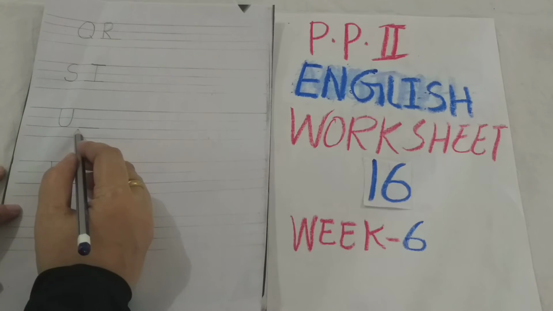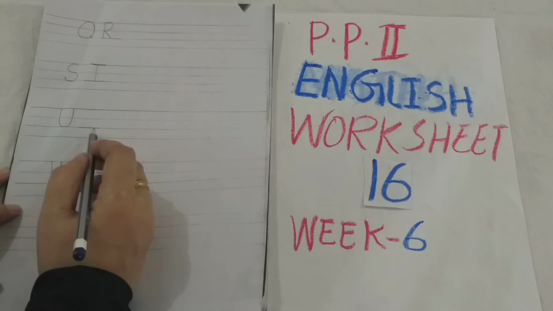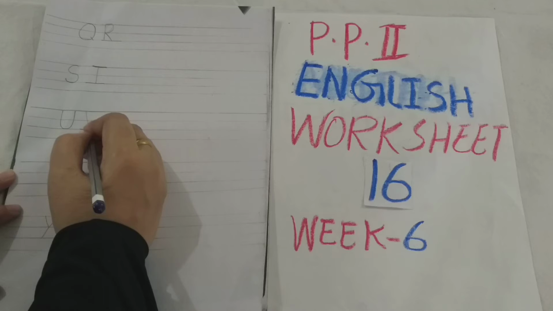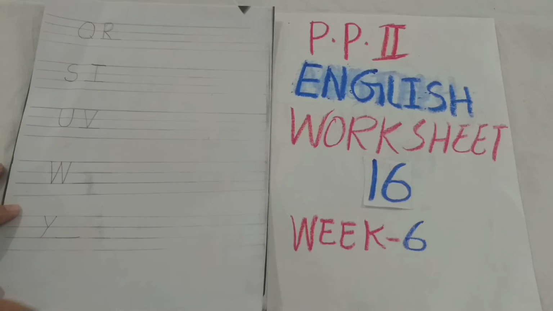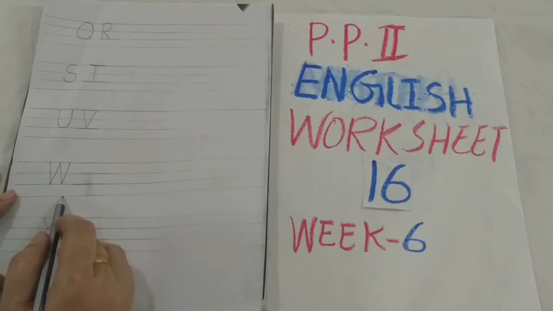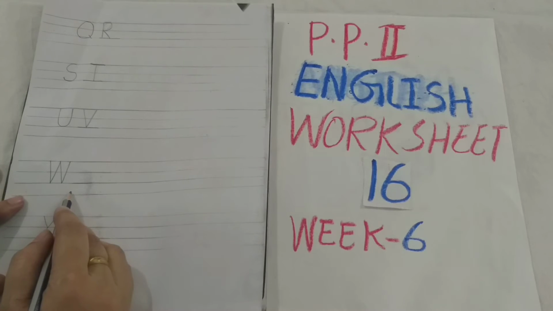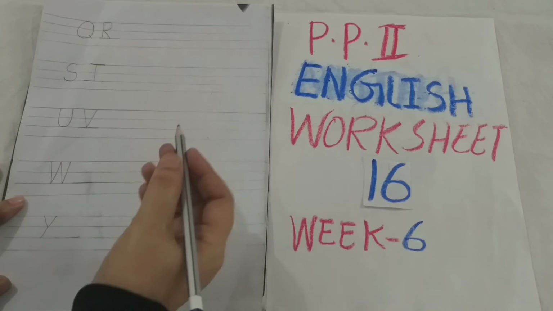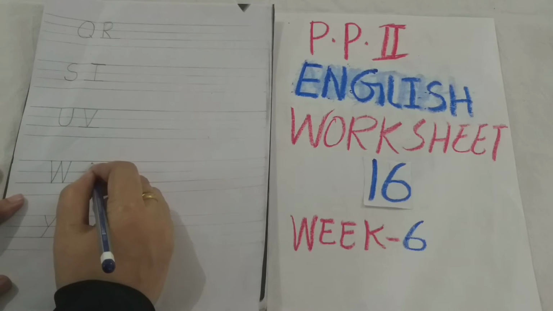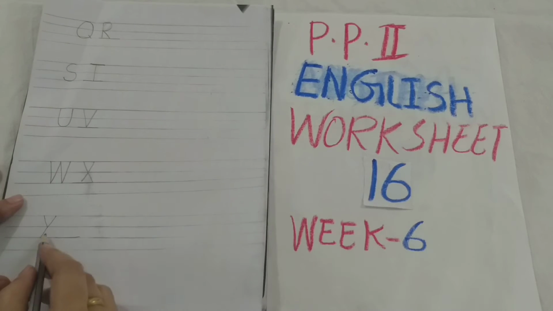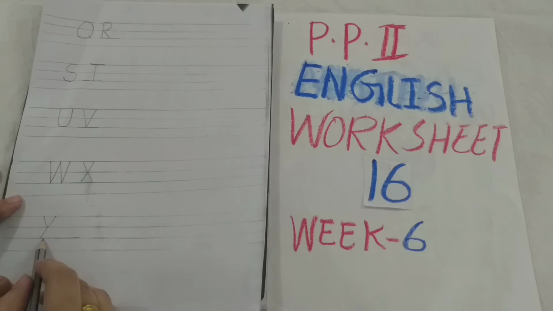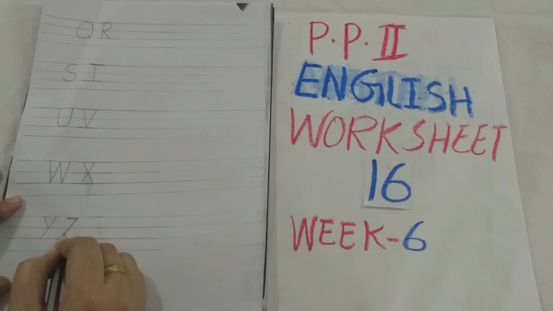U after, U is here. In the dash which letter you have to write? U after V. Now W is here. W after which letter are you going to write in the dash? Yes? W after X. Now Y, capital Y is here. After Y, Z you have to write. Good.